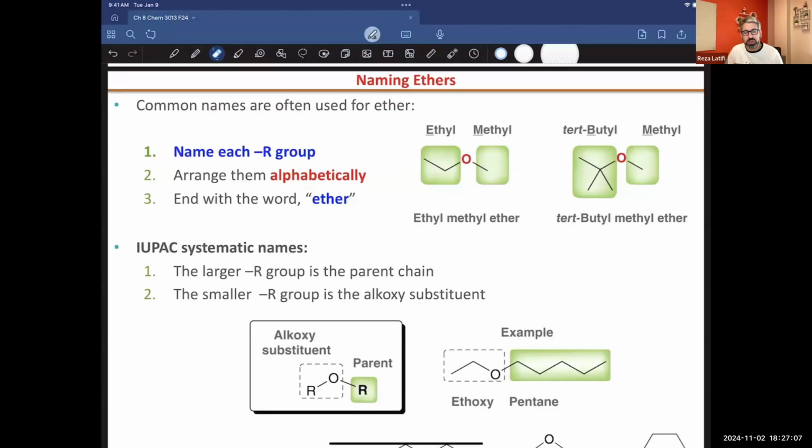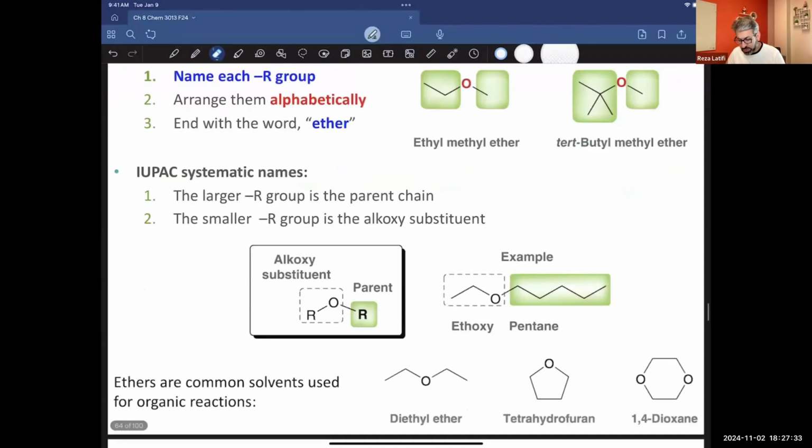There are two ways to name the ethers. One way is to name each substituent, and at the end we add ether to the name. The second one is to treat the smaller substituent that's attached to oxygen as a substituent, and we call it alkoxy. We say the alkoxy is attached to the main chain. So let's go through those two.